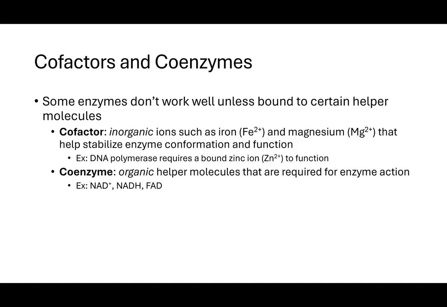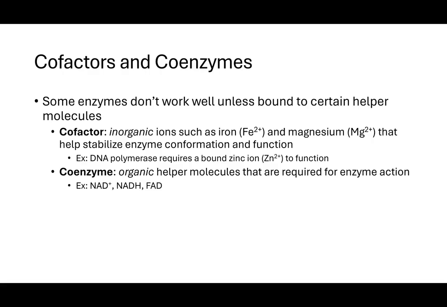So further than that, there are certain enzymes that are not going to work very well or work at all unless they are bound to another helper molecule. So we have two types of helper molecules. These are cofactors and coenzymes, and they each have slightly different definitions. So cofactors specifically are inorganic ions like iron and magnesium that are going to help stabilize the structure and function of that enzyme. So that's what conformation means, is structure.